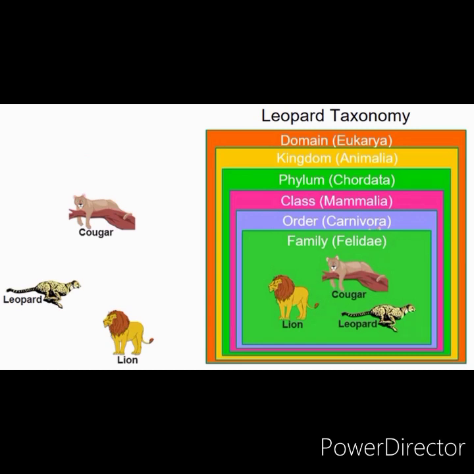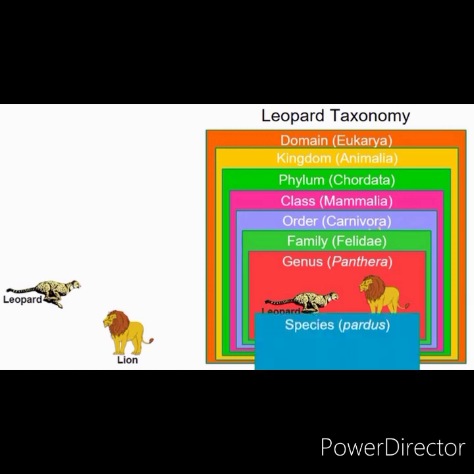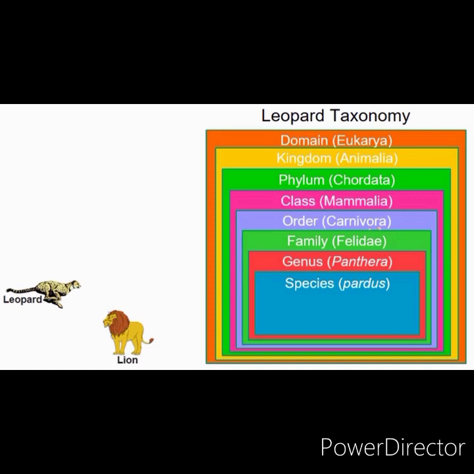So the next level down, leopards are in a genus by the name of Panthera. That would eliminate the cougar, which is in a different genus, but the lion and the leopard are both in the genus called Panthera. So even at this second-to-last level, you can see that it's still somewhat broad because it applies to more than one species. And finally, the species name is pardus, and so that would eliminate our lion. And so finally, we have the taxonomy levels of the leopard.